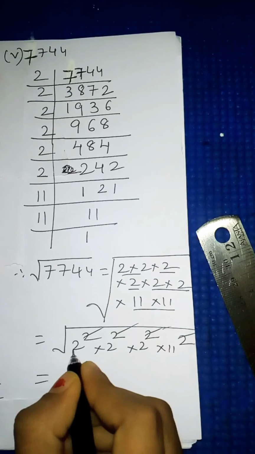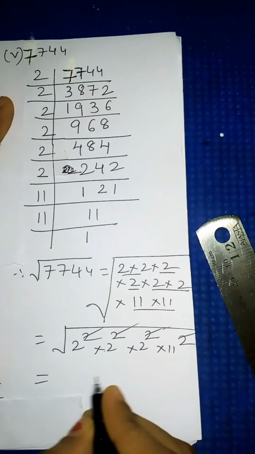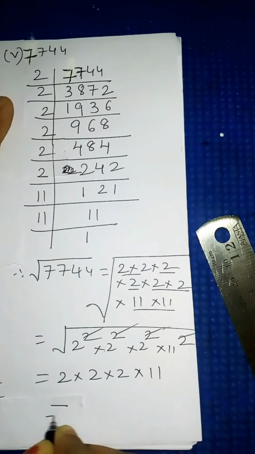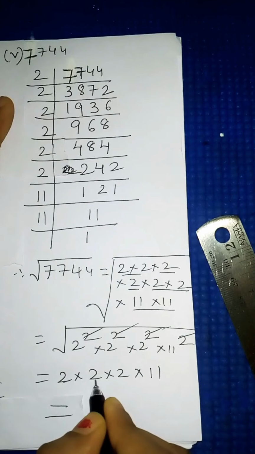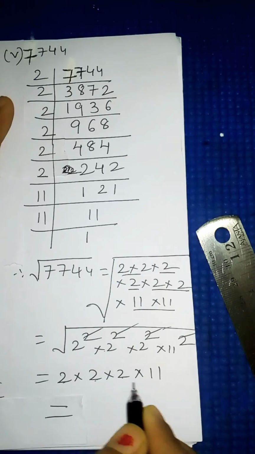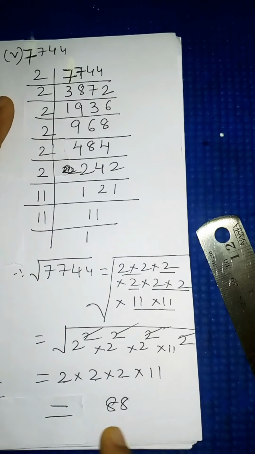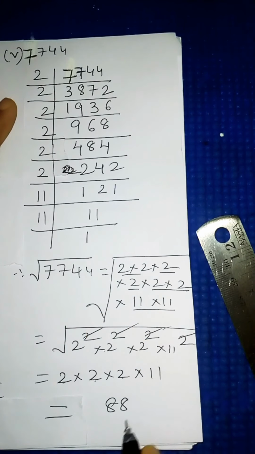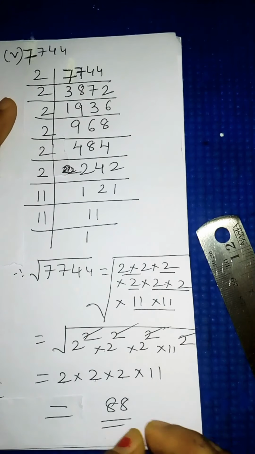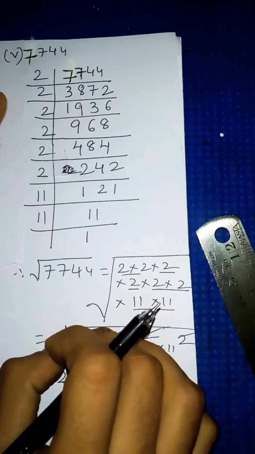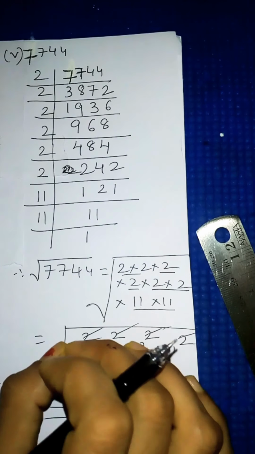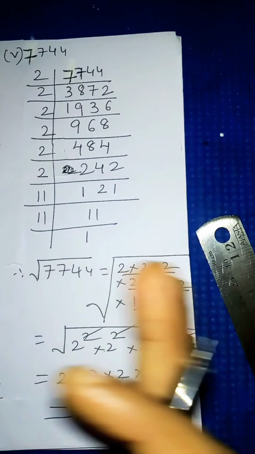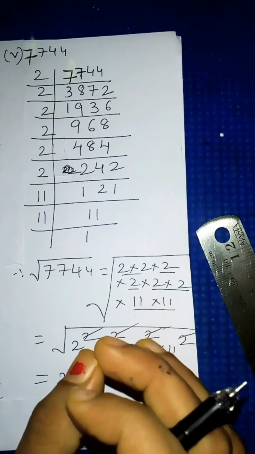So what is left? 2 into 2 into 2 into 11. Now we will multiply all this. So 2 2s are 4, 4 2s are 8 and 8 11s are 88. So 88 is the square root of 7744. So if you multiply 88 2 times, you will get this answer. So this was 5 sums of exercise 6.3 question number 4. Hope you understood. Now the remaining 5 sums you will try yourself.